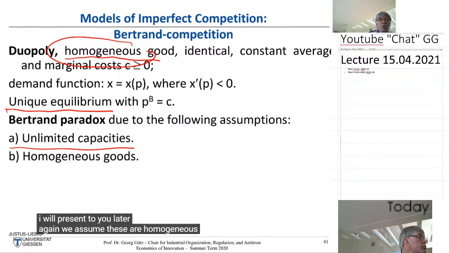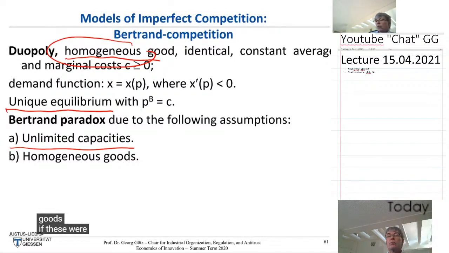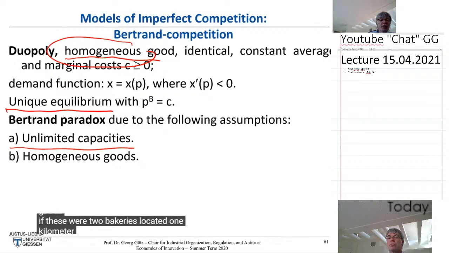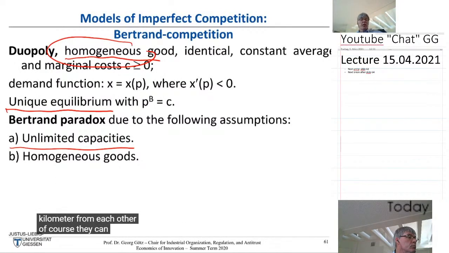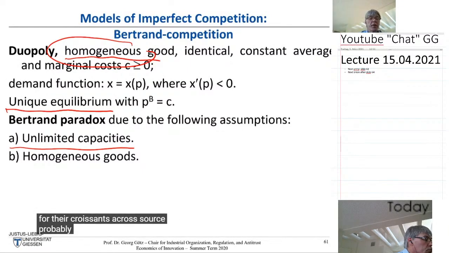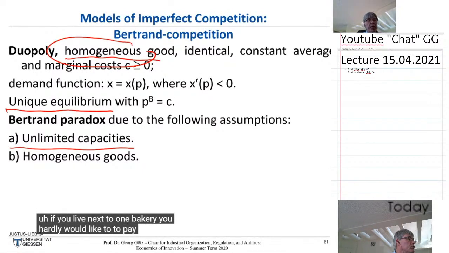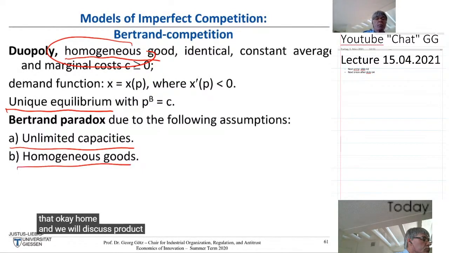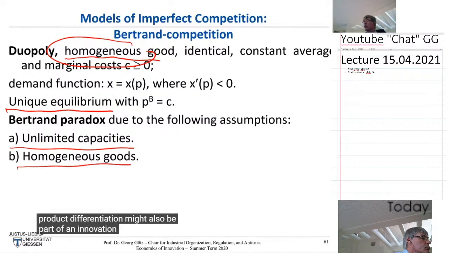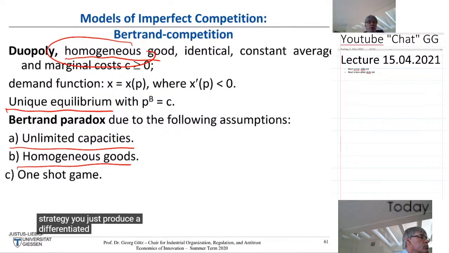Again, we assume these are homogeneous goods. If these were two bakeries located 1 kilometer from each other, of course they can charge a different price for their croissants, because if you live next to one bakery, you would hardly like to pay 10 or 20 cents more rather than walking a kilometer or something like that. And we will discuss product differentiation later on as well. Product differentiation might also be part of an innovation strategy: you just produce differentiated products.